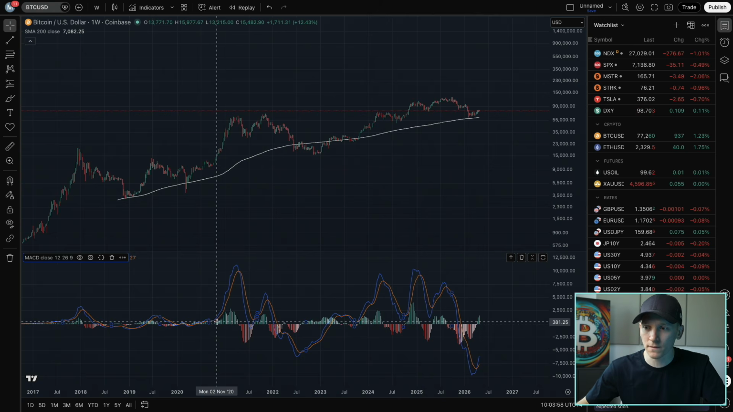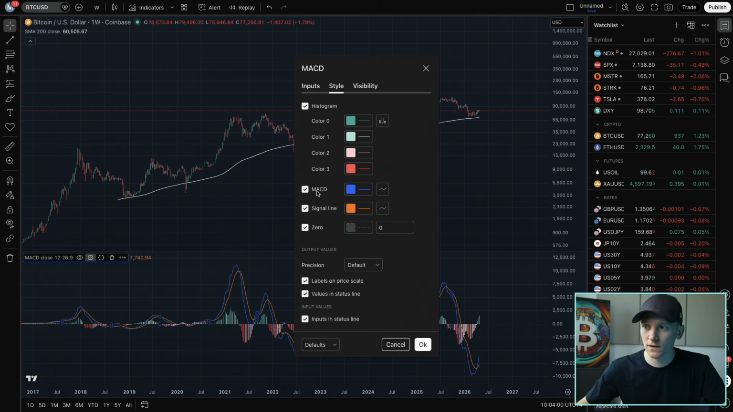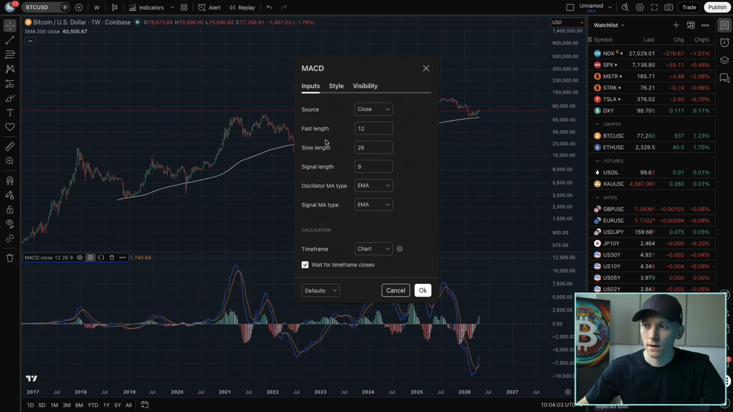So what do we have here on the MACD? We go to settings, we can see everything here. You go to inputs. The MACD is two moving averages. It's a 12 period and a 26 period. And what we're plotting is 26 minus 12. So that's that blue line.